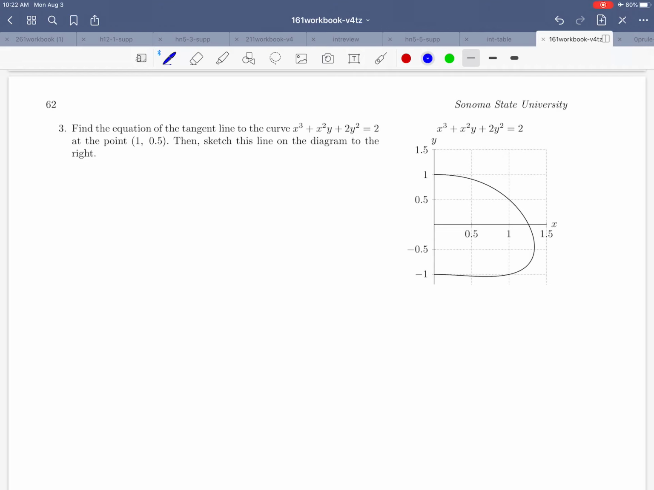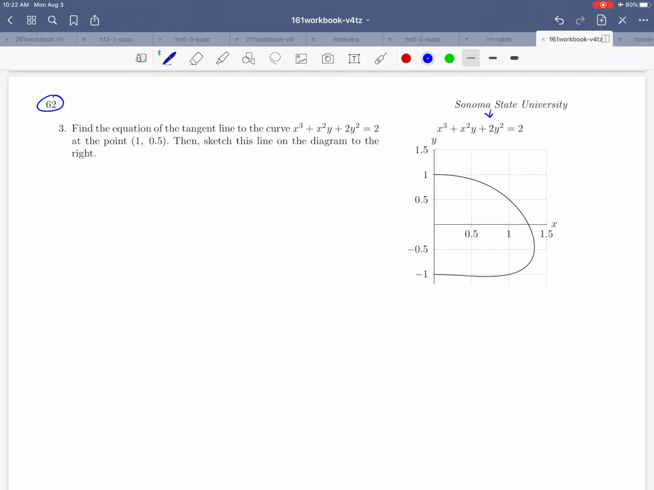Hello everybody, and welcome to exercise 3 on page 62 of the workbook. Let's read this question together. They would like us to find the equation of the tangent line to the curve x cubed plus x squared y plus 2y squared equals 2. That's the curve that we're seeing over here, and to do that at the point (1, 0.5), and then to sketch the line on the diagram that we're given.